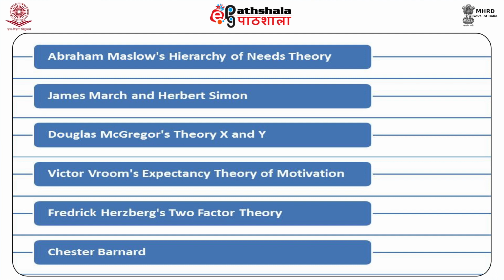Now let us discuss Frederick Herzberg's two-factor theory. There are many factors that influence the behavior and work of people in an organization. One group of factors is called the hygiene factors. These include salary, working conditions, supervision, etc. If these factors exist in the organization, then there will be no dissatisfaction. However, these factors will not motivate the workers.